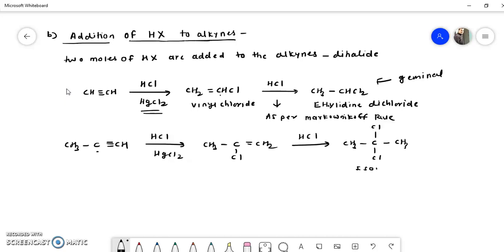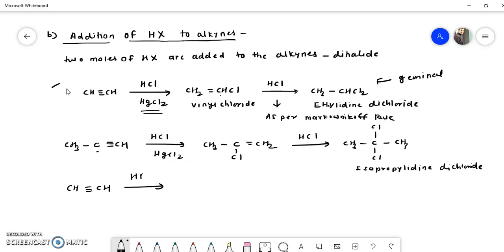Remember, isopropylidene dichloride. Okay. So this is a simple alkyne, that is acetylene. This is a higher alkyne. So both the additions of HCl take place according to the Markovnikov rule. But if we use a peroxide in this reaction, then the peroxide effect is observed. Remember.